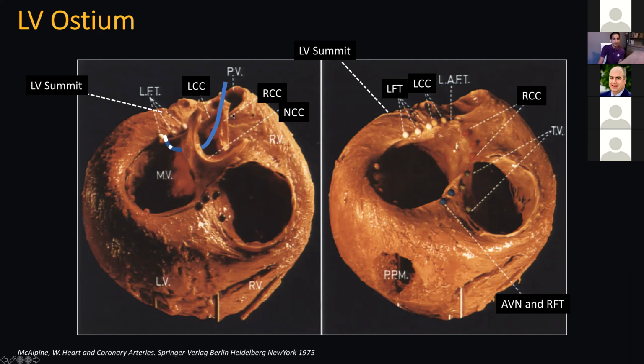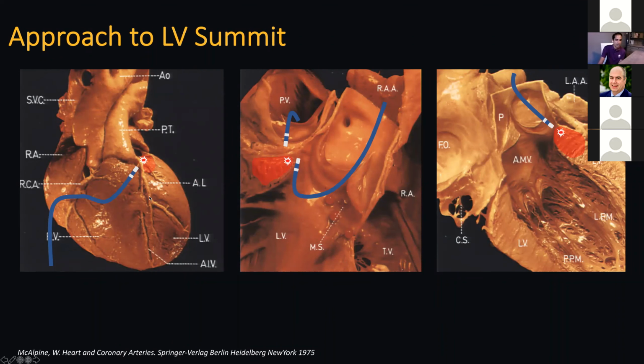So again, I think this is a very important view. It gives you a real understanding of where the LV summit is and some of the adjacent structures here. Now, since we know where the LV summit is, here's the anterior interventricular groove. The LV summit is pictured by this shaded red region in all these views. One way you can get to it is by the RVOT. So come across the tricuspid valve, go to the high anterior septum, just underneath the pulmonary valve, and that will get you close to the LV summit.